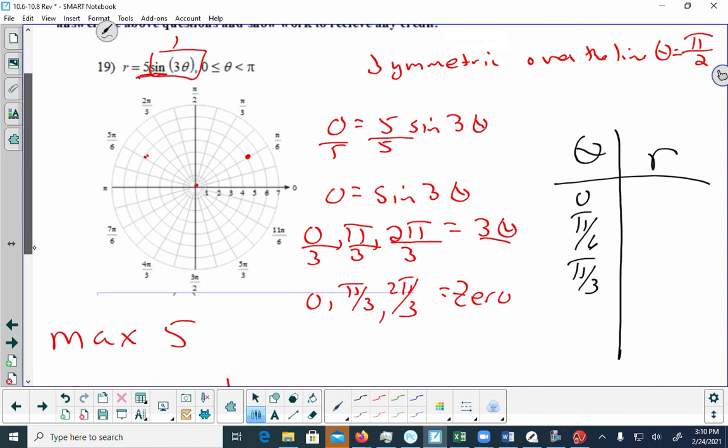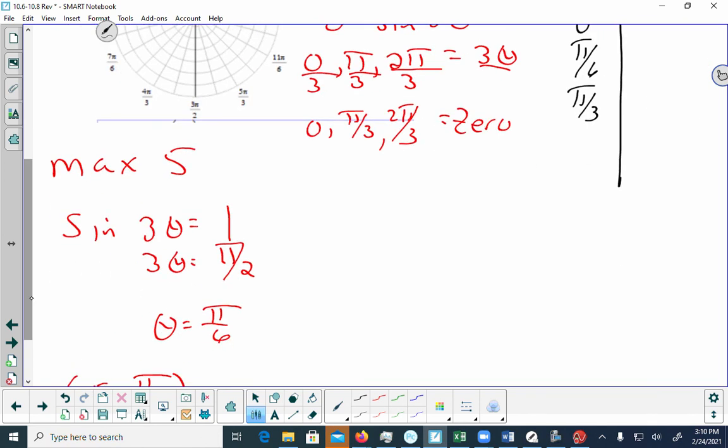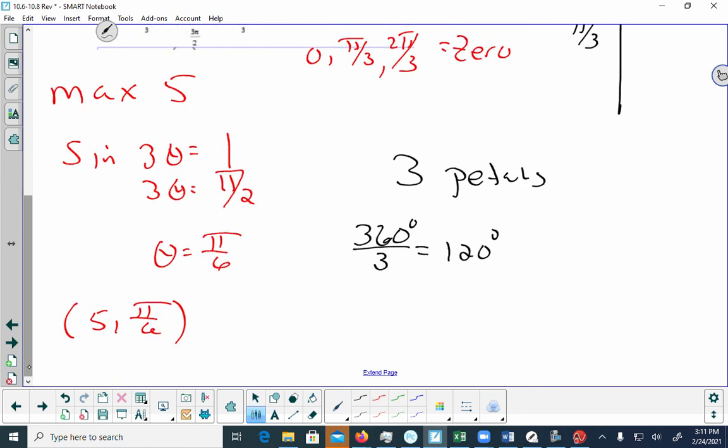The other route is that I know it's a rose curve. This is a 3, which tells me that there are 3 petals. The petals are going to be 360 degrees divided by 3, or 120 degrees apart. Or since I'm in radians, I could say 2 pi, which is 1 unit circle, and divide that by 3.